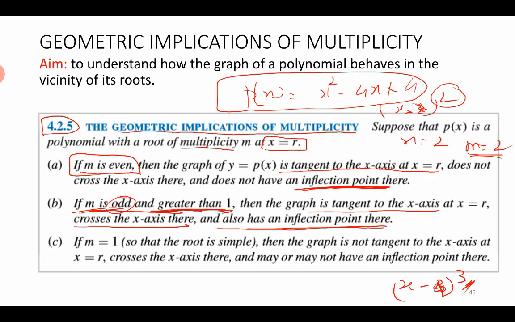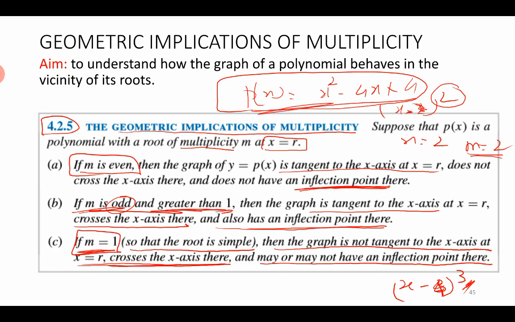Fine. Third case, if m is exactly 1, that is a simple root, there is no multiplicity, then the graph is not tangent to the x-axis. At this point the curve crosses the x-axis, and there may or may not be an inflection point. There is no conclusion here, isn't it? So remember these 3 points about the roots of the polynomial. It's not about critical points or inflection points. It's about roots and how the graph behaves at the roots.